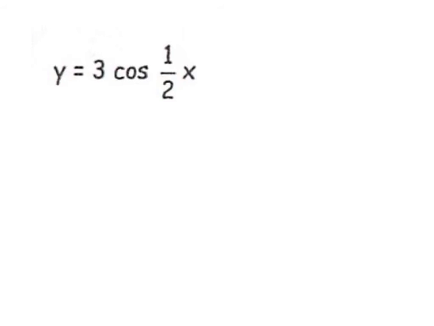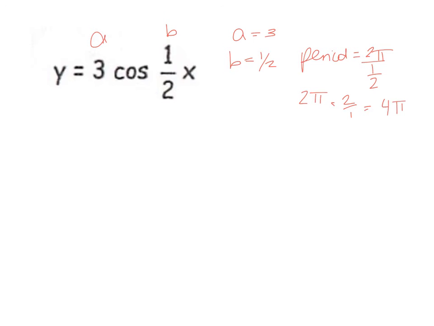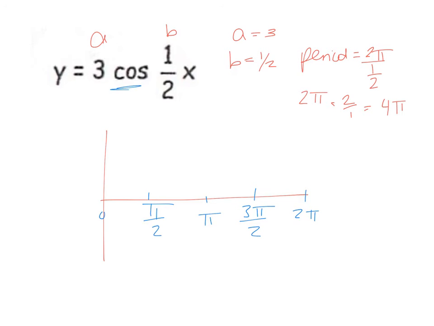Now this is where things get a little bit interesting, because my a is 3 and my b is a half. Since b is a half, this means that my period is equal to 2 pi over a half. And that means if I keep, change, and flip, my period is 4 pi. So when I do 0, pi over 2, pi, 3 pi over 2, and 2 pi, I'm only going to see half of my cosine curve at 2 pi. To get my full cosine curve, I'll have to go all the way up to 4 pi.